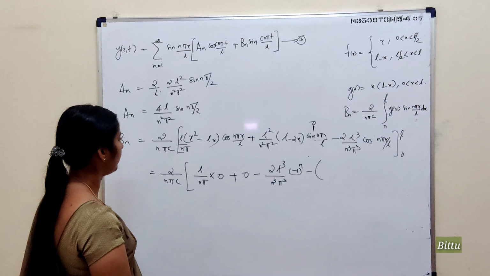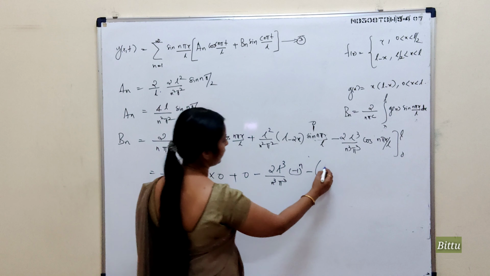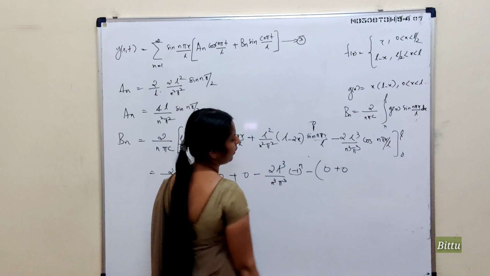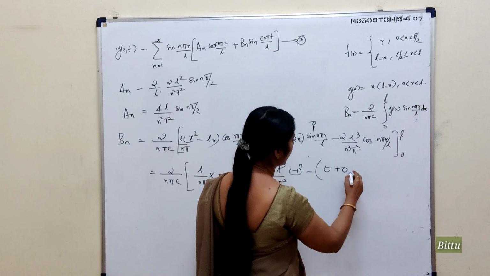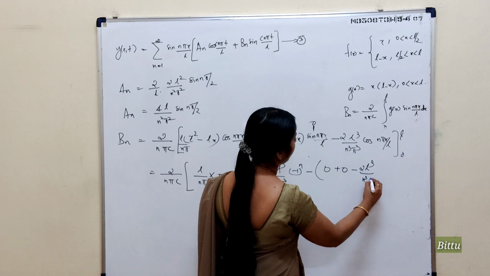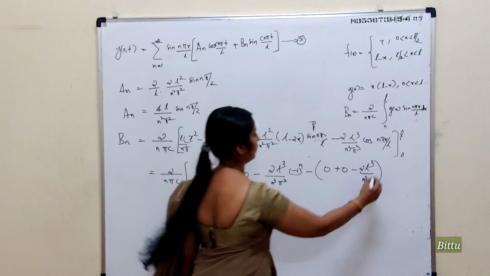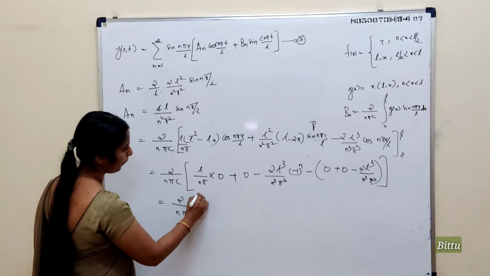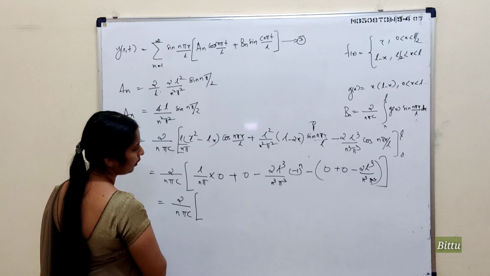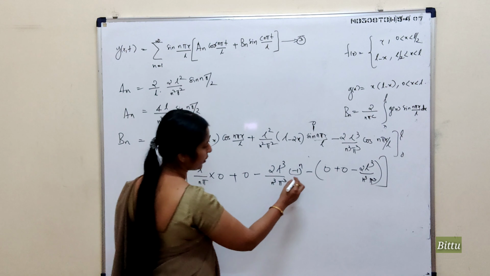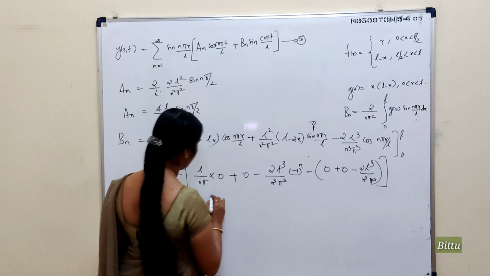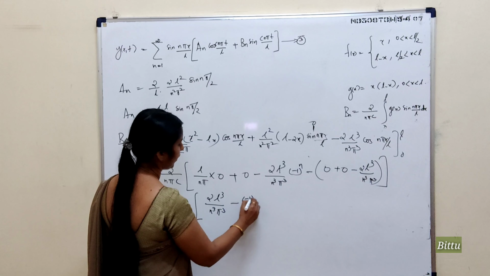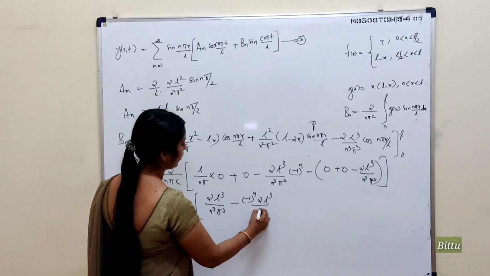Next we have to substitute the lower limit. When x is 0, you can see this term is 0. When x is 0, sin 0 is 0. When x is 0, cos 0 is 1. So minus 2L cube by n cube pi cube. That is 2 by n pi c. We wish to start with a positive term here, plus sign: 2L cube by n cube pi cube, minus 1 raised to n, 2L cube by n cube pi cube.